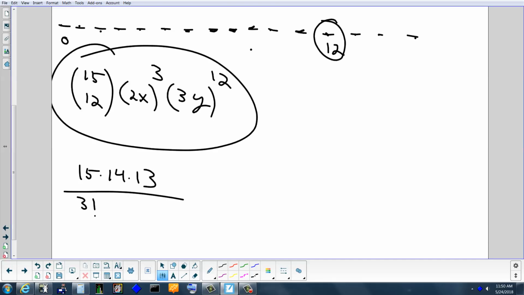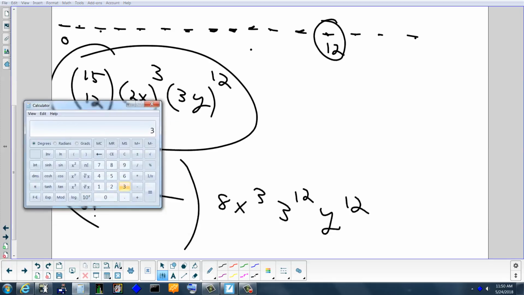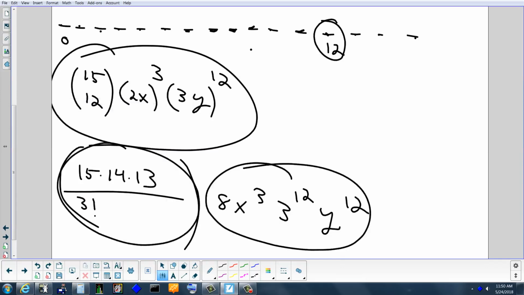Yeah, so that's good. Then I would do out 8x cubed, get that number, and multiply by that. And then the other one's going to be pretty big: 3 to the 12th and y to the 12th. You multiply it by that. I guess 3 to the 12th isn't that big. It's kind of big. So 531,441 times 8 is 4,251,528. That's the number that you get from this part, times whatever you get here.